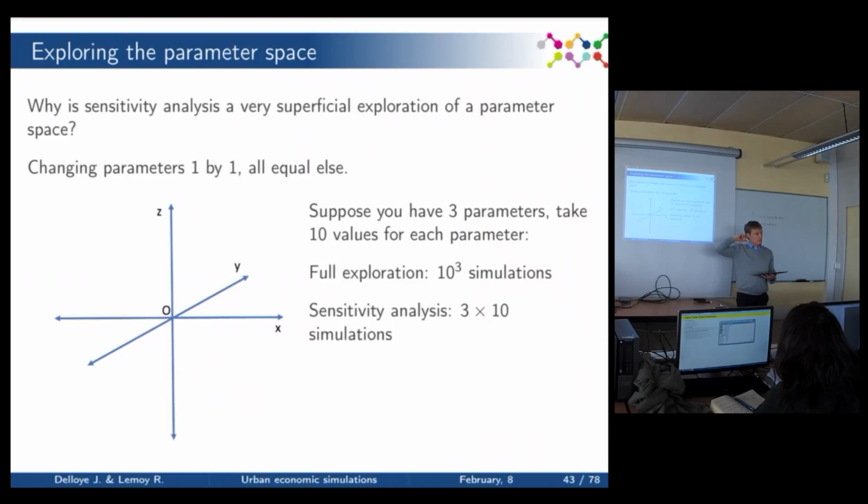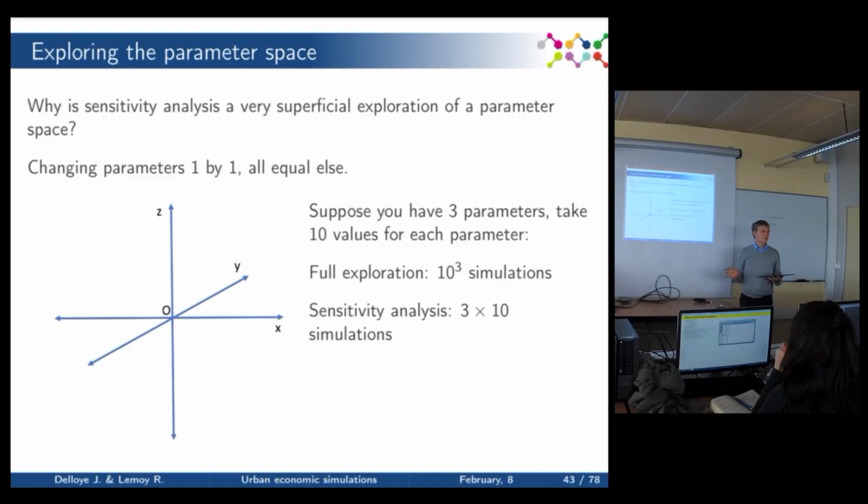But what you explore is very different. With the sensitivity analysis, what you explore is just the axes that I've drawn. So if you change the z parameter, you would move on this vertical axis, and likewise on the y and the x axis, but the rest of the space is left unexplored. You don't know what happens in all the rest of the space. With the complete exploration, you would know everything that happens in your model.